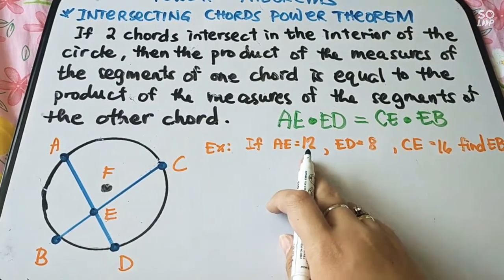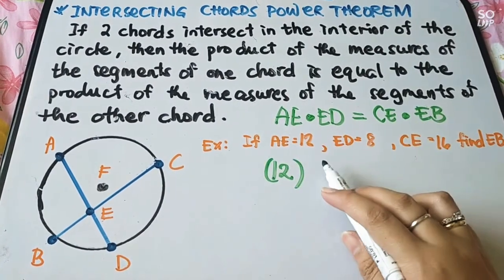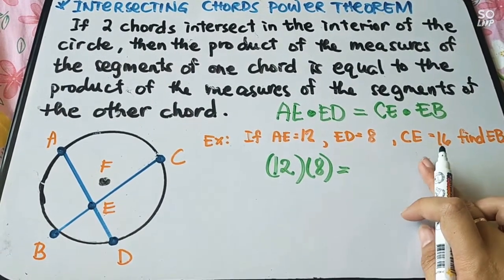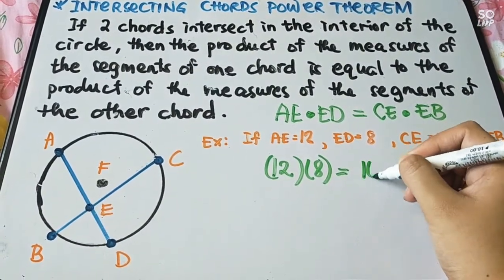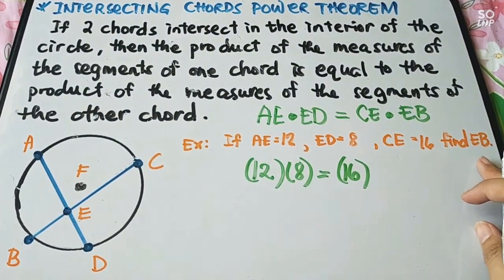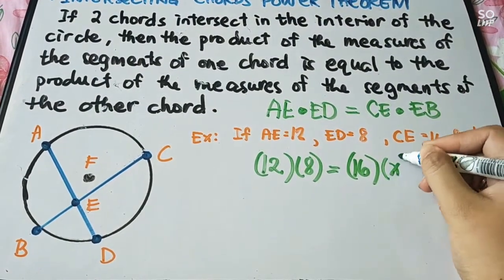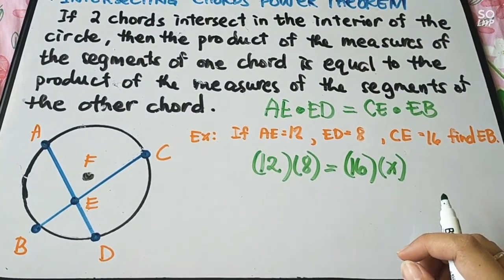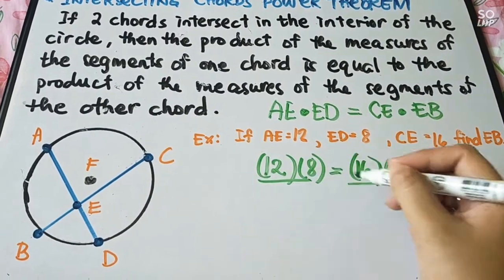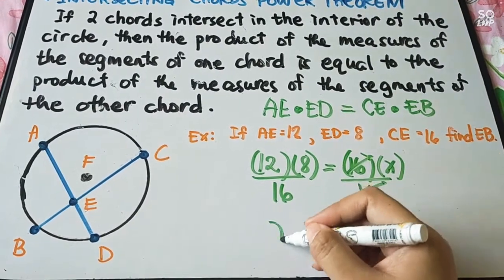Sabi niya, AE is 12. Ang AE daw natin ay 12 times ang ED natin is 8. We have 8 is equal to, ang CE natin ay 16 times. So, we are going to find for EB. So, since EB ay nawawala, gawin na lang natin siyang X. That is have here X. Then, afterwards, so, solve na natin. So, divide natin both sides by 16 para mas madali. Cancel, cancel. Natira na lang ay si X.